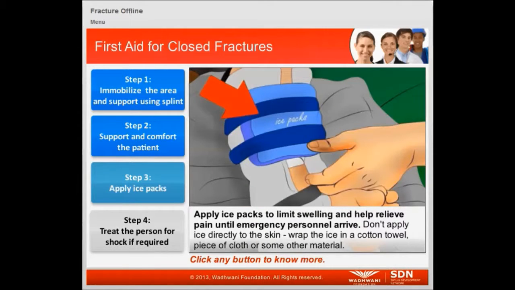Step 3. Apply ice packs to limit swelling and help relieve pain until emergency personnel arrive. Don't apply ice directly to the skin. Wrap the ice in a cotton towel, piece of cloth or some other material.